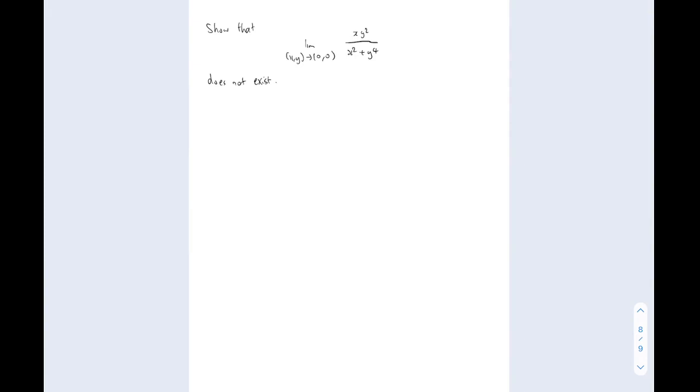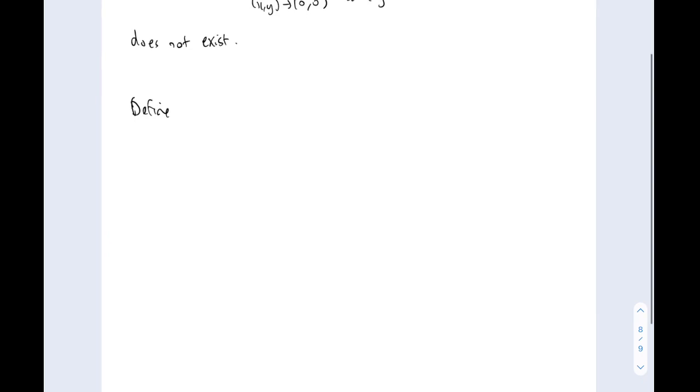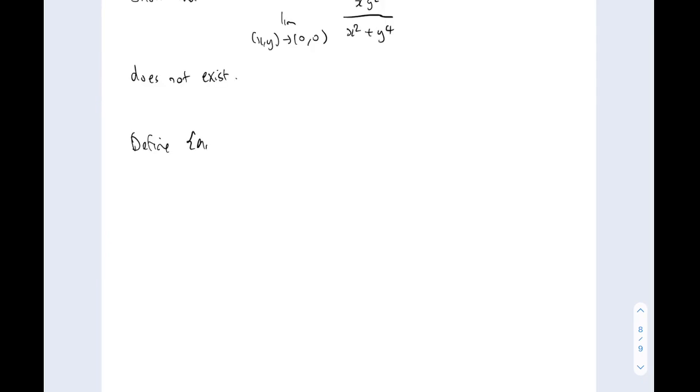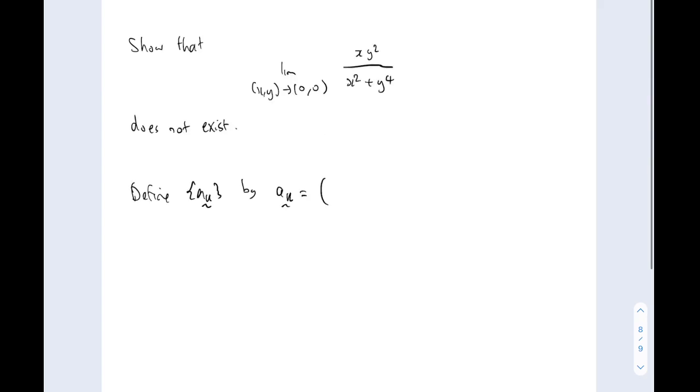So similar to before, we first need to determine two sequences that go to (0, 0). So let's define, for the sake of example, the sequence ak by ak equals (1 on k squared, 1 on k), and say bk by, say, bk equals (minus 1 on k squared, 1 on k).